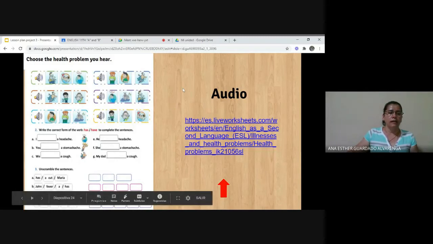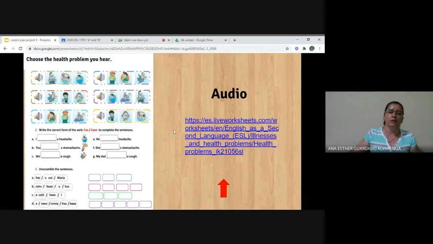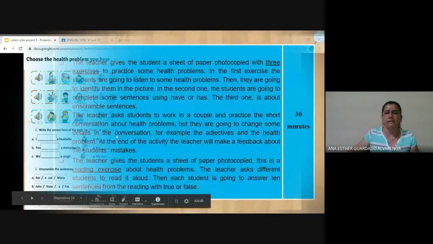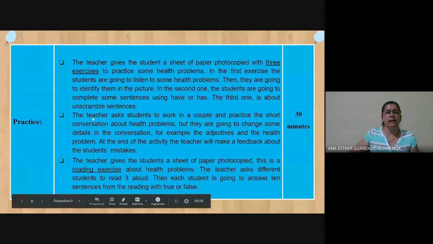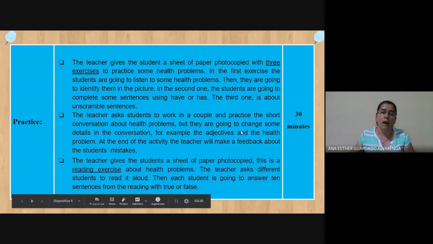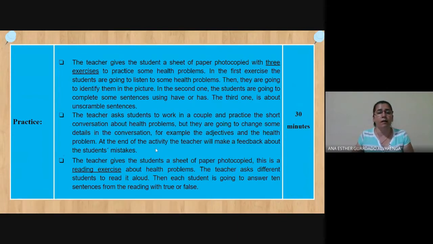And the last exercise is unscrambled sentences. The students are going to put the words in the correct order to have a complete sentence. In the other exercise, the teacher asks students to work in pairs and practice a short conversation about health problems, but they are going to change some details in the conversation, for example, the adjectives and the health problem. At the end of the activity, the teacher will give feedback about the students' mistakes.